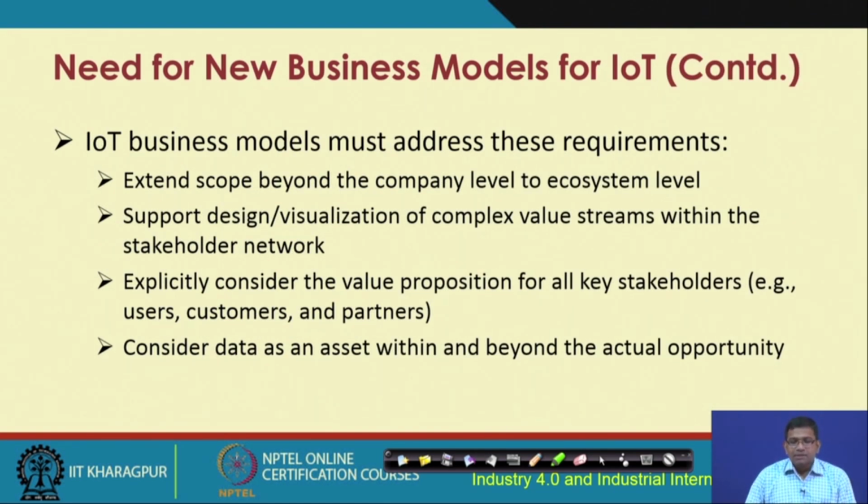So, these IoT business models must address different requirements. They should extend the scope beyond the company level to the ecosystem level. This is what I was talking about in the previous slide. We are not talking about IoT serving a single company. We are talking about a business ecosystem where several companies are going to play different roles. This is a very important requirement. If we have to come up with a business model for IoT, the industries should consider this very seriously.